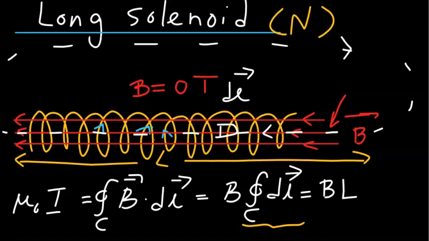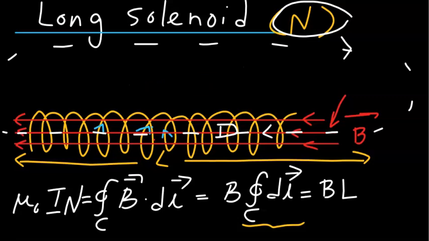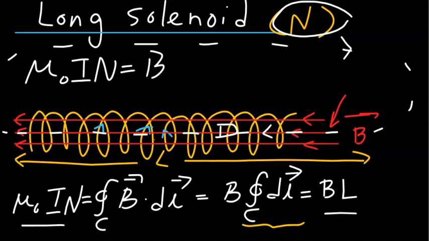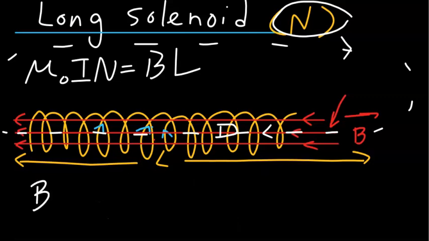Another thing to note is that this solenoid has n turns. So on the left-hand side, you have to include that number of turns because they contribute to the total current. Equating the left-hand side to the right-hand side, you will get mu naught I n equals B times capital L. And we can solve for the magnetic field on the axis of that solenoid as quite simply mu naught I n over capital L.